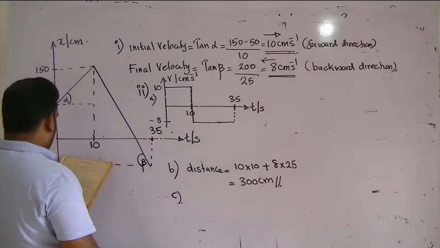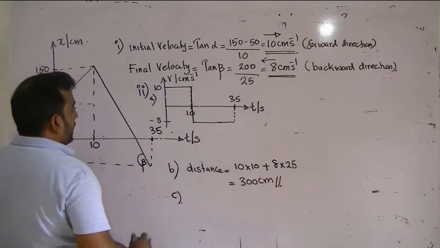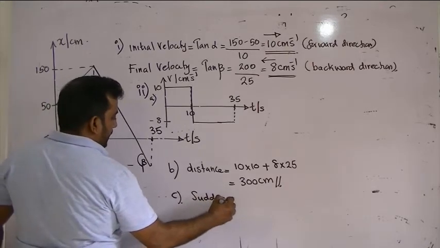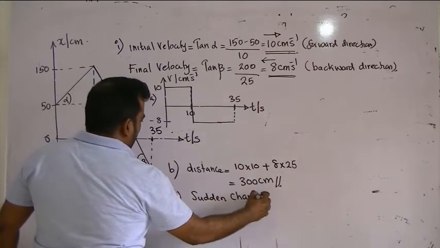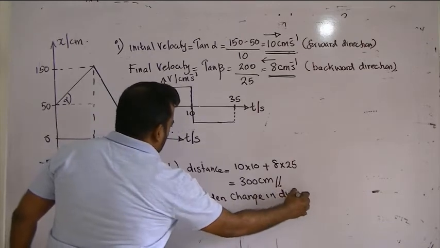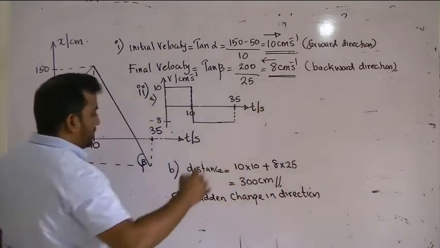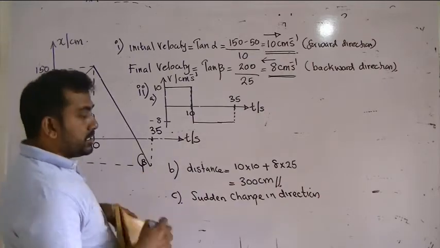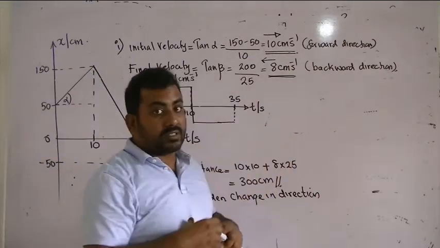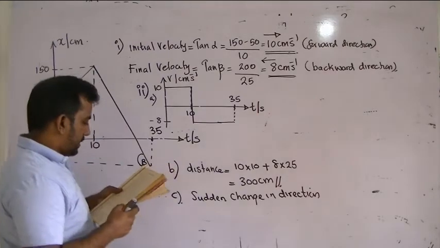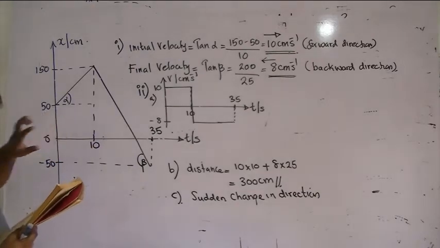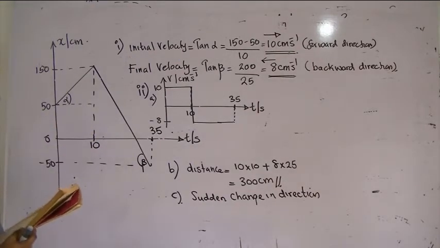Explain what happens to the motion at t equal 10. There is a sudden change in direction. Give an example for a similar change: a rubber ball bouncing and rebounding from a wall.